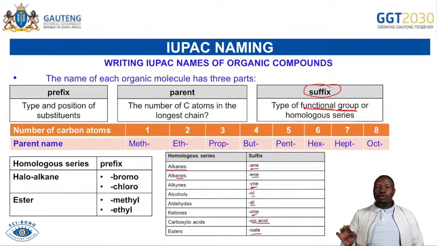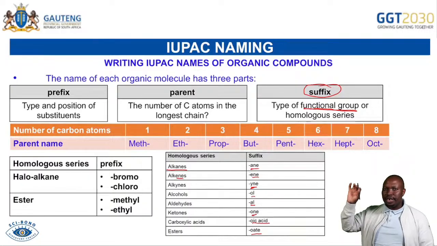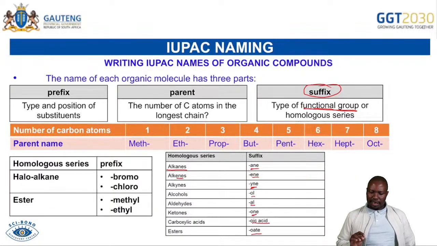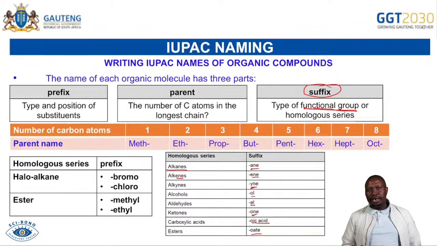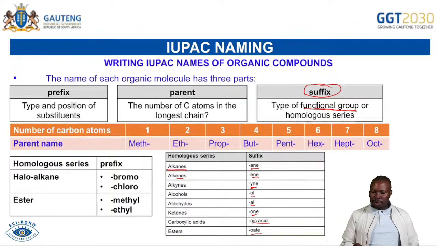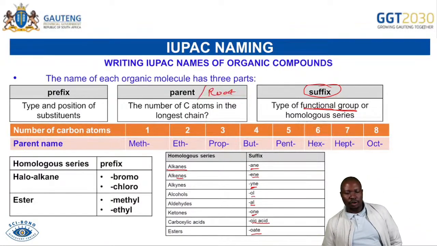Number 1, the first thing you look for is the functional group, because it will tell you about the homologous series, then you will know how the name will end. Number 2, you will look for the longest carbon chain, the longest carbon chain that you will be able to number. The longest carbon chain will give us the parent. You can call it the parent or the root.